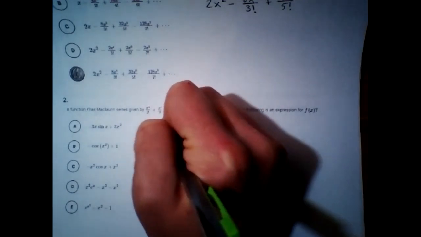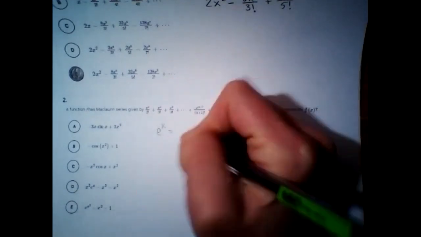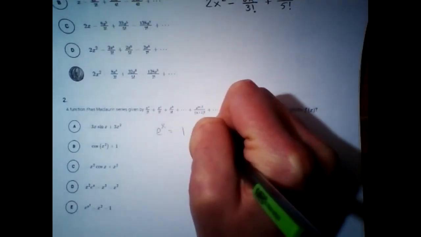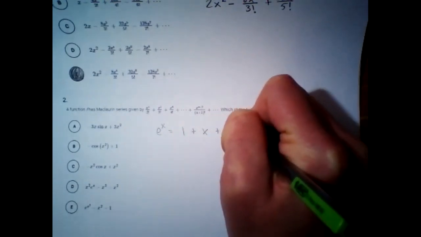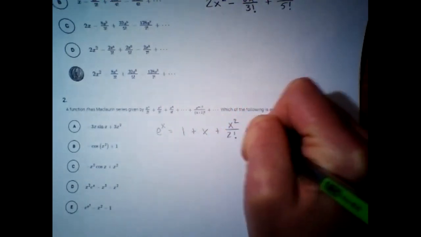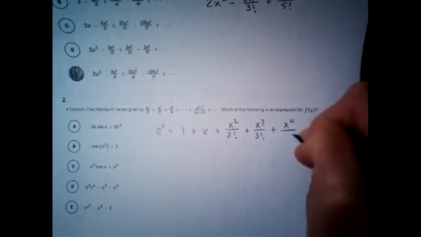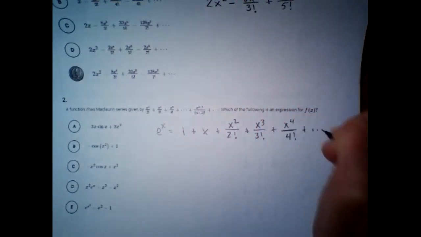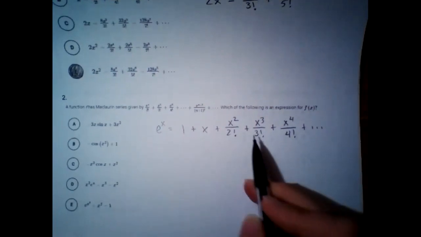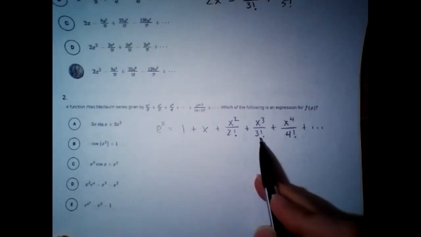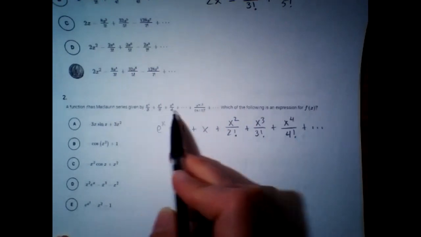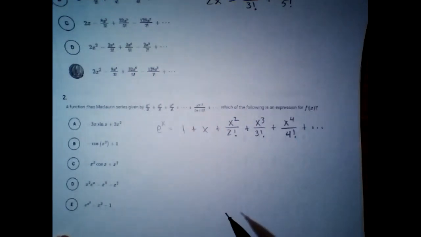So let me just write out e to the x for us real quick. 1 plus x squared over 2 factorial plus x to the 3rd over 3 factorial. This one doesn't skip any, so it's got all of them. All right, so that's e to the x. So I know it's going to match up with that because I see the 2 factorial, 3 factorial, 4 factorial here. So anything with a sine or cosine, we can kind of get rid of. So I can narrow it down to these two.